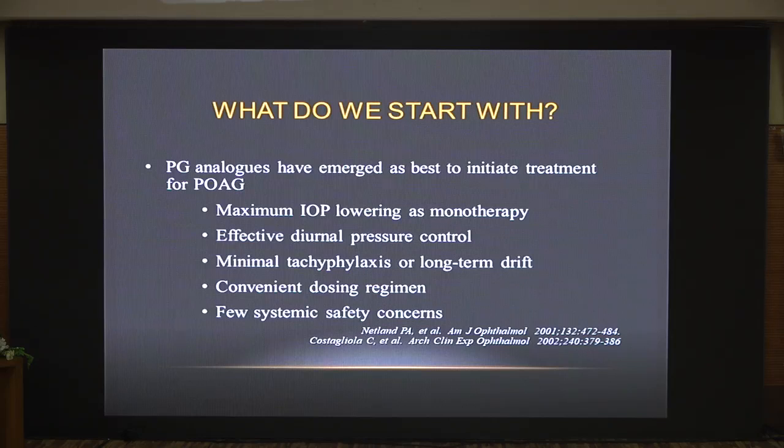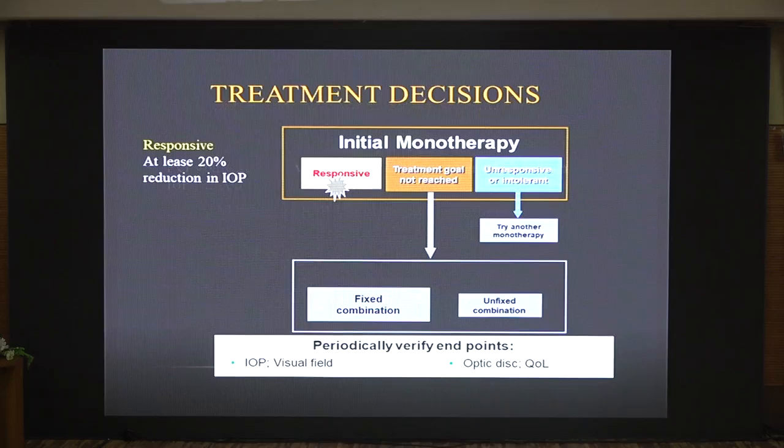We always start with PG analogs because there's science. There's no such thing as, in a country like India, we will start with timolol. No. Whether or not you're in India or in Timbuktu or in the US, the science is that prostaglandin analogs are the first line in primary open-angle glaucoma because of fewer drops, fewer side effects, but of course there is the caveat of cost. So for the treatment decisions, you need to see that at least 20% is reduced.